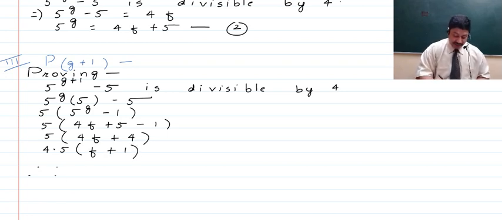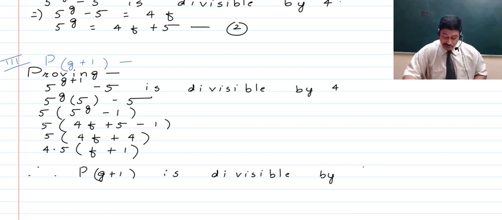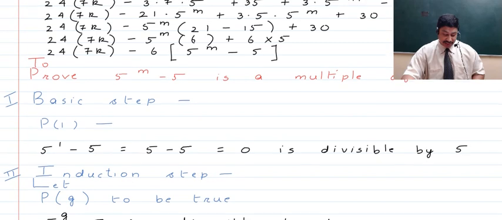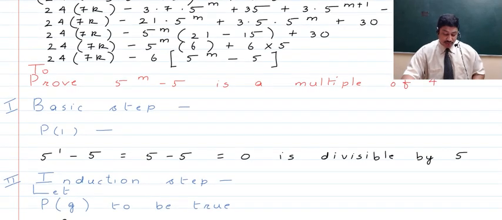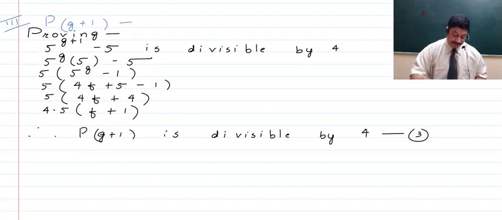Therefore we get to see that p of g plus 1 is divisible by 4, and this we can mark as, say, equation number 3, which we can substitute in the earlier proof. Then we can continue with the earlier proof where we have 24 times 7k.